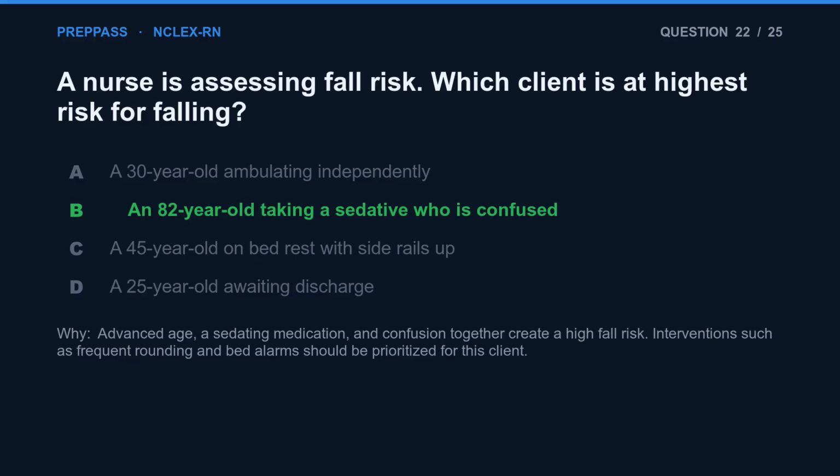The correct answer is B. Advanced age, a sedating medication, and confusion together create a high fall risk. Interventions such as frequent rounding and bed alarms should be prioritized for this client.